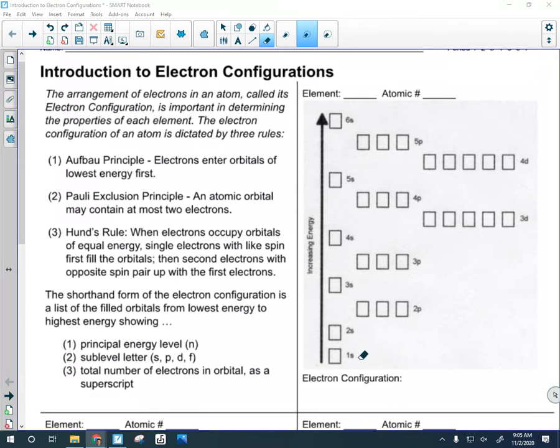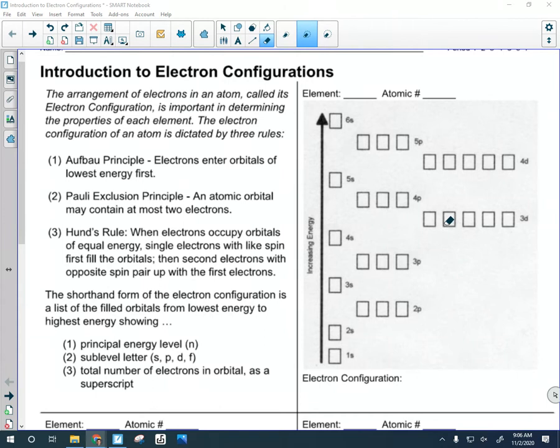We've got, going from top to bottom, the increasing energy levels. So this represents the 1s orbital, the box. This is the 2s orbital. And then we have the three different 2p orbitals that fill. And then we go to 3s, so third principal energy level, S-shaped orbital. And then we fill 3p, third principal energy level, P-shaped orbitals.